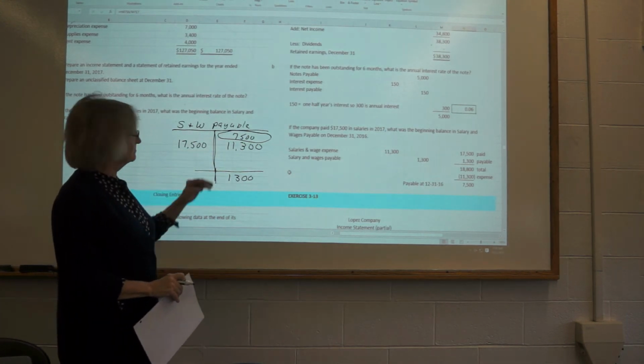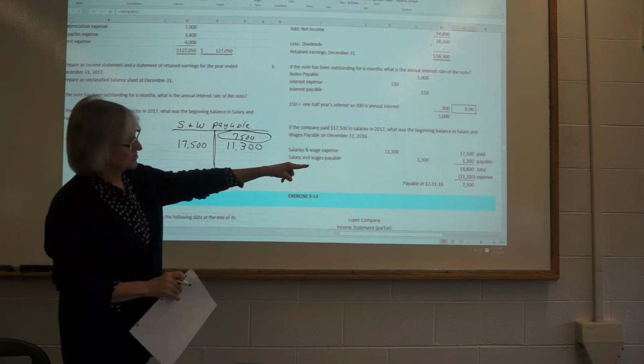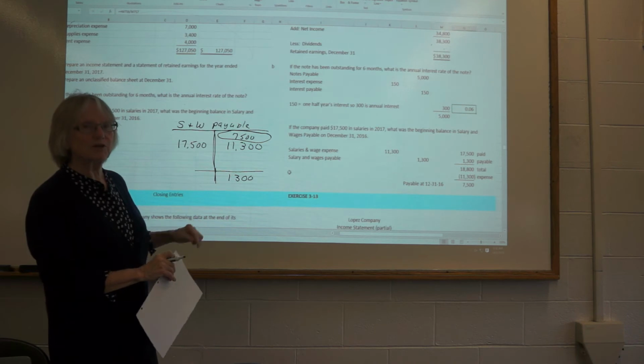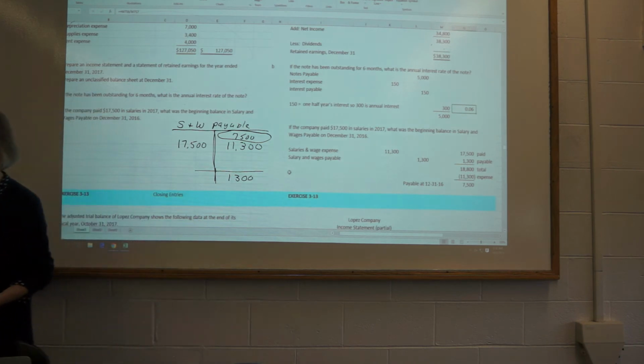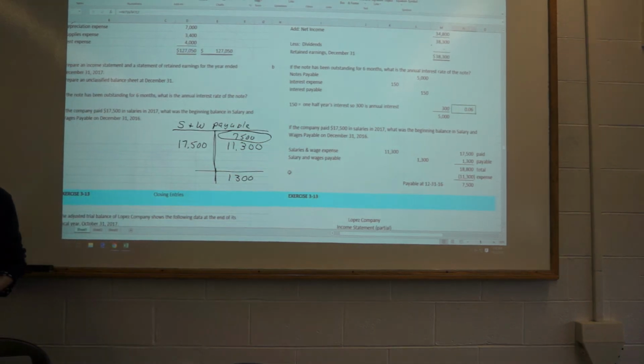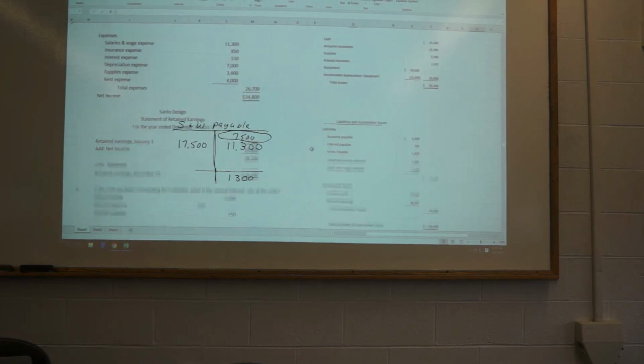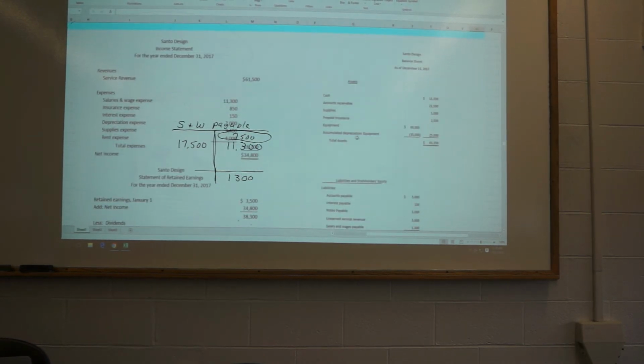work my way to it. My brain doesn't work like that. It doesn't work like that either. But I think the T accounts do help in figuring out some of these problems. Okay, so that's that one. And yeah, so I think that was the main problem with that problem. And then it's just a matter of doing your balance sheet.